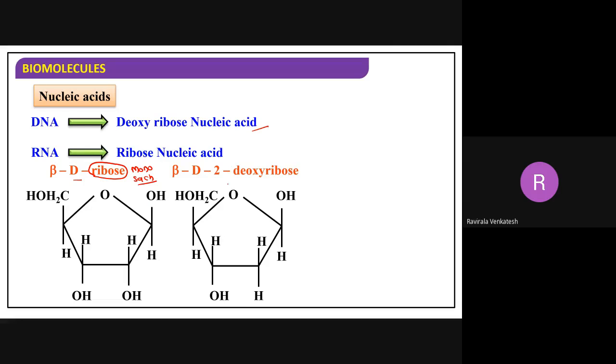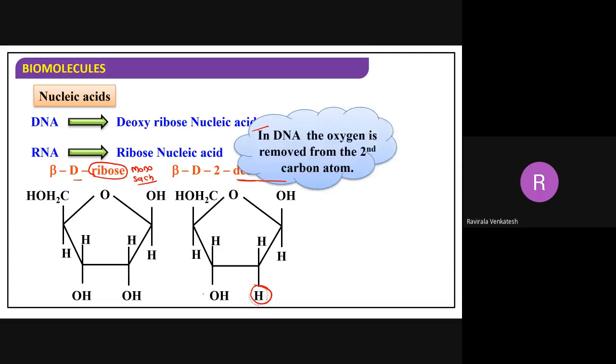This is ribose, this is deoxyribose. That means deoxy means what happened? Here we don't have any oxygen. You lost one oxygen. In DNA, the oxygen is removed from the second carbon atom. You observe here what happened? Here oxygen is removed. In DNA, we don't have the oxygen over here actually. So one is ribose, other is deoxyribose. See, in DNA, deoxyribose, in RNA, ribose. Here we are not getting oxygen.